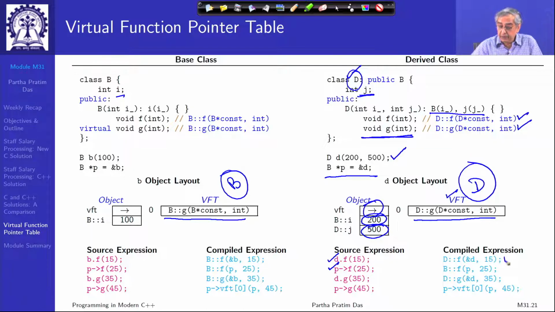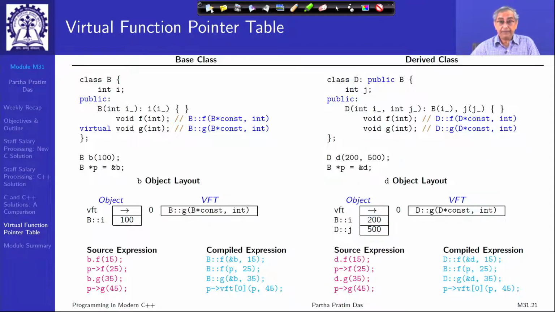Now, what happens if I invoke the non-virtual function with D? It will call the function for D. If I invoke it with P, since it is non-virtual and the type of P is B, the base type, it will invoke the function for B. If I invoke the virtual function G with the object D dot, it will again do compile time resolution. So, it knows it is D, so it is D colon G. All these are absolutely fine.